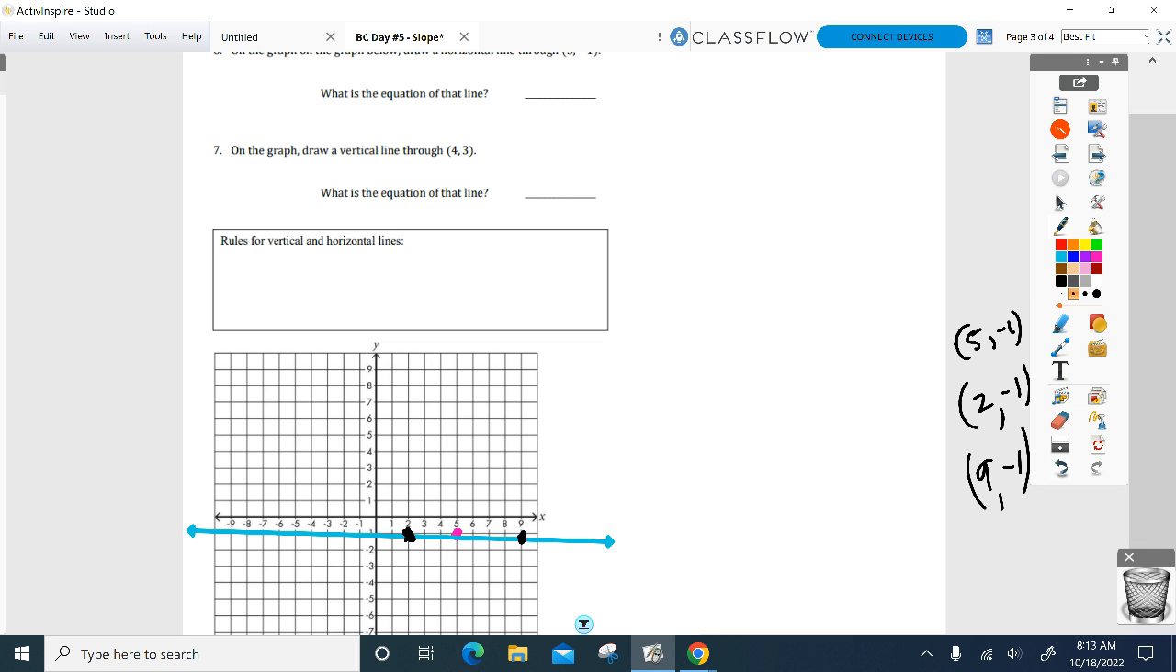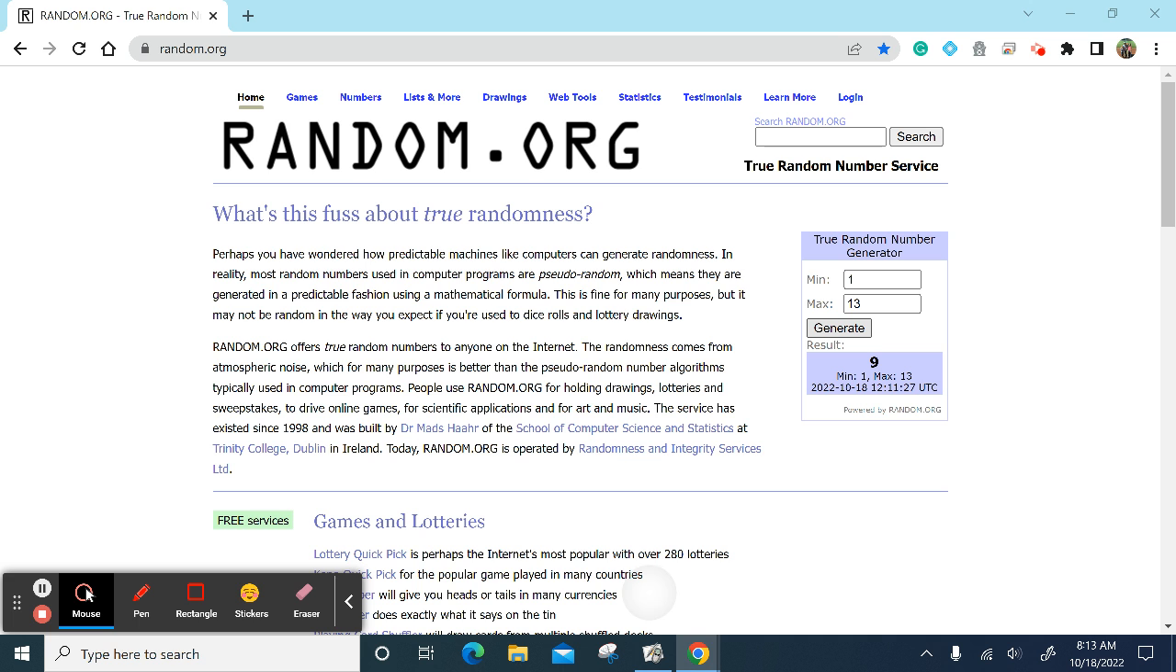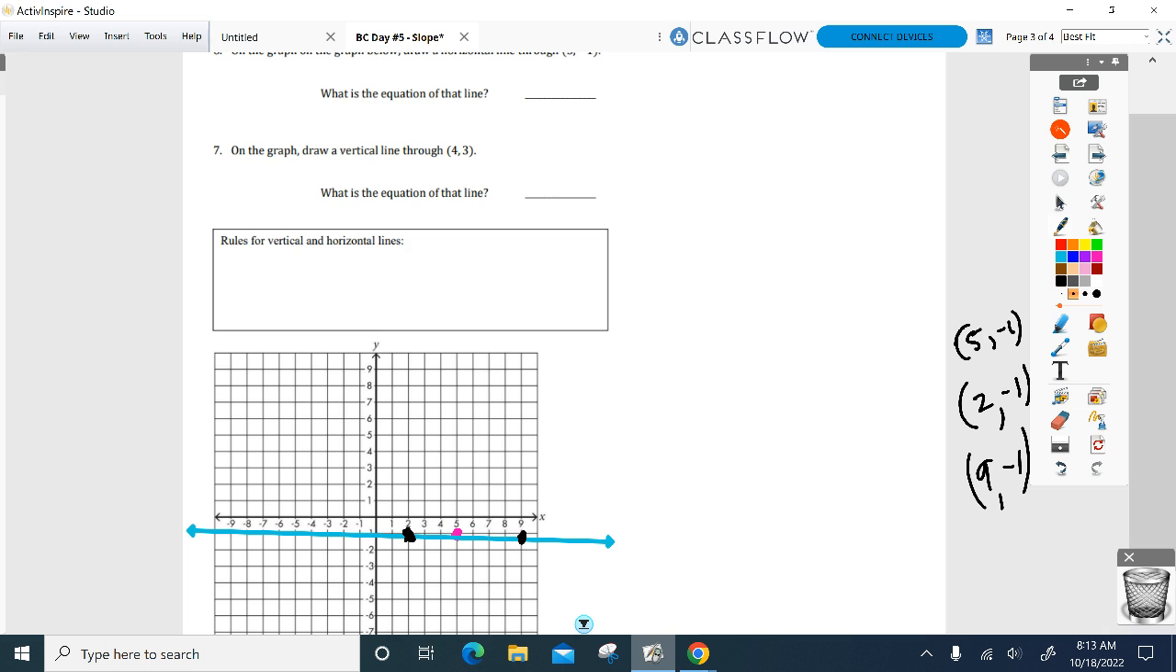Look at the 3 points now. What's in common on all 3 points right now? This will help you with your equation of this line. What's in common on all 3 of your points? The y coordinate. Say it one more time. The y's are all equal to what? That's the equation. Y equals -1.